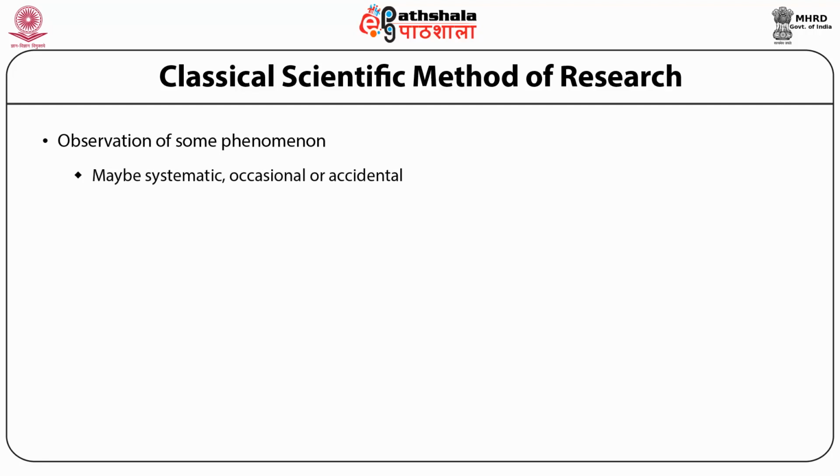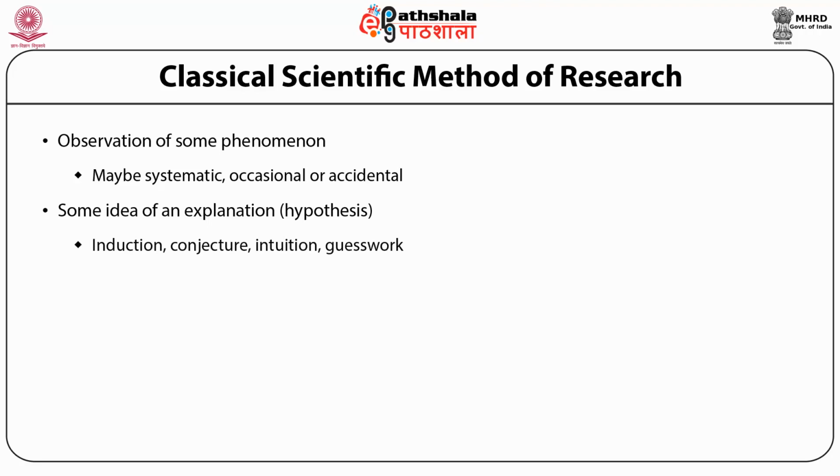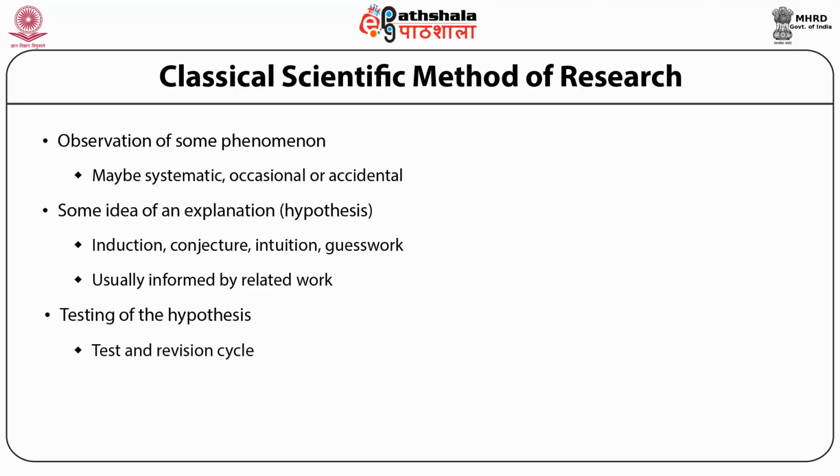In the classical scientific method of research in olden days, the observation of some phenomena was treated as research. It may have been systematic, or it may have come occasionally or accidentally. In accidental cases, you may think of gravitational force or Archimedes' principle, which were developed accidentally. Some idea of the explanation, which we may call a hypothesis, may have come from induction, conjecture, intuition, or simply guesswork, usually informed by related work. After this, the scientific research has to be tested, and we say there is a cycle of testing of the hypothesis, test and revision.